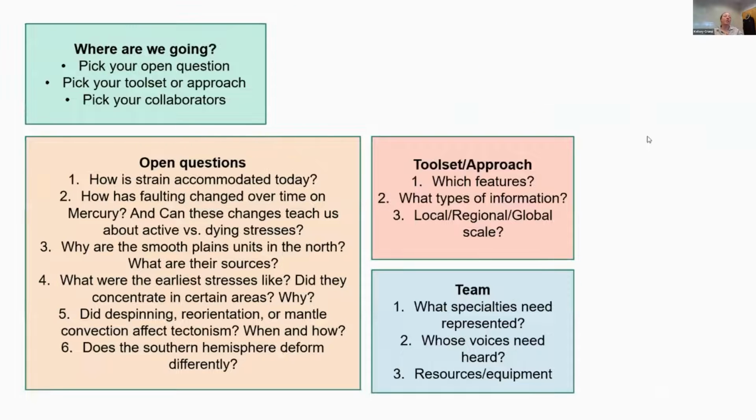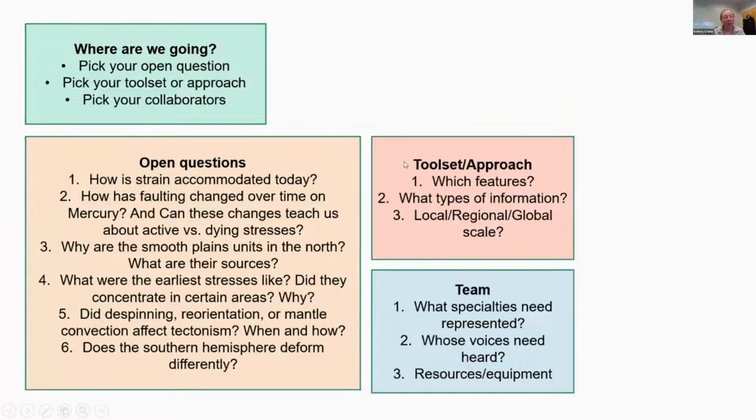So to me, and this is where I wanted to wrap up, the hardest part to get started in any science, but also in Mercury tectonics, is to find your question, right? That can be an incredibly intimidating thing. So for Mercury science, for Mercury tectonics, we think about where we're going. There are tons of open questions, and I just listed some of my favorites here. Pick your open question, you pick your tool set and your approach, and you pick your collaborators, right?